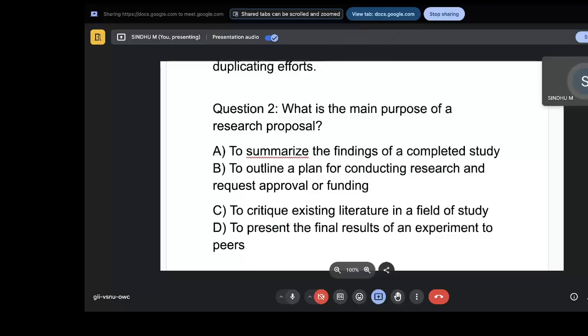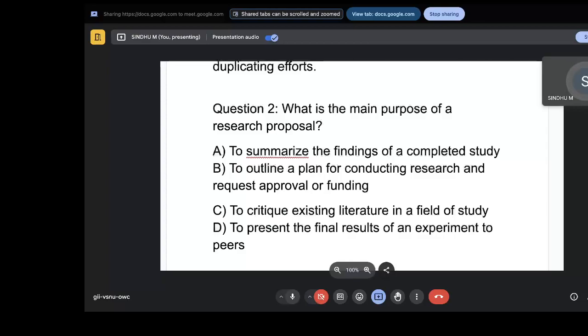So the second question is about a research proposal. Typically, a research proposal is what researchers write about their research plan. What is the question that they are planning to address, so that they can get the approval and some grant or some funding to conduct that research. So that is a research proposal.